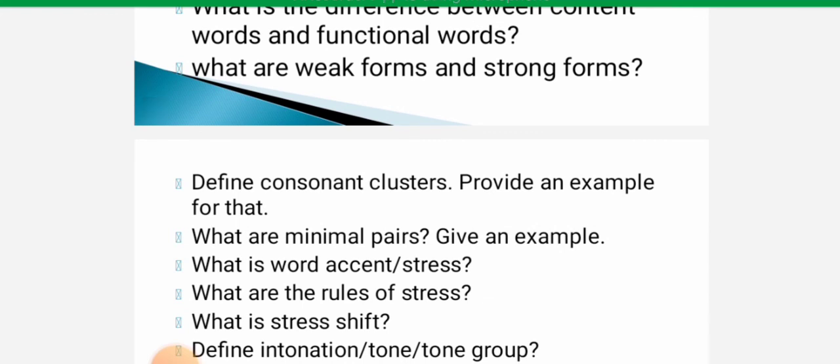Next, what are minimal pairs? And give an example. A minimal pair is two words that vary by only a single sound. Because of that single sound, the meaning may confuse English learners sometimes. For example, fan and van, F-A-N, V-A-N, only one sound differs, that is F, V. Like sip, zip, price, prize, shoe, zhoo, said, zed. These are all minimal pairs.